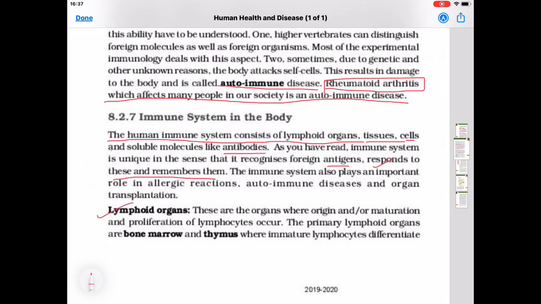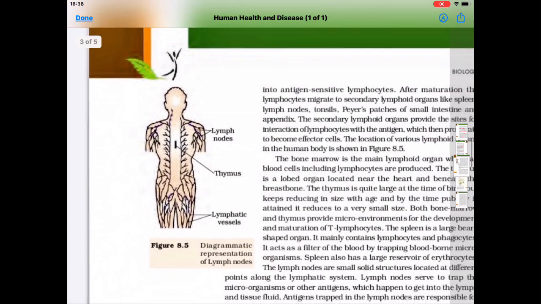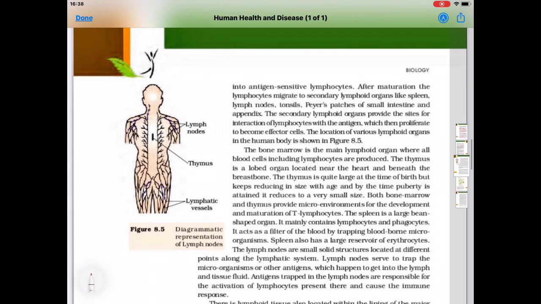Now, lymphoid organs. These are the organs where origin, maturation, and proliferation occur. Proliferation means an increase in the number of lymphocytes. The primary lymphoid organs are the bone marrow and thymus, where immature lymphocytes differentiate into antigen-sensitive lymphocytes. Their maturation occurs. After maturation, the lymphocytes migrate to secondary lymphoid organs like the spleen, lymph nodes, tonsils, Peyer's patches of the small intestine, and appendix.